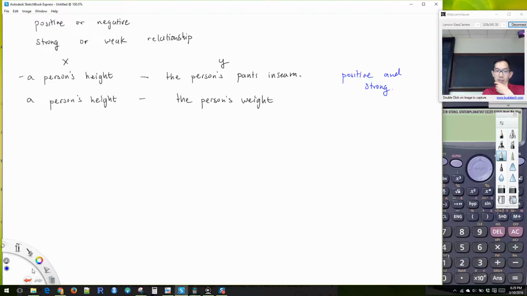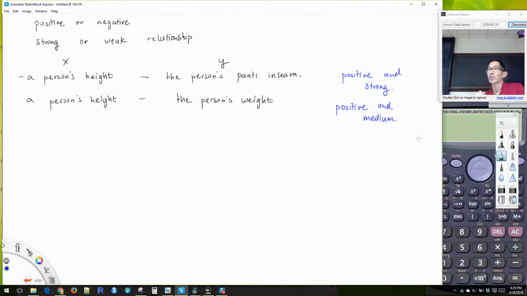Positive and medium. Okay, yeah, I would say positive and medium. So it's not going to be totally weak. We will see some kind of positive thing, but the relationship is not as strong, okay? Because someone who's tall is probably going to weigh higher than average. So someone who's very tall, so very much above average, is probably going to weigh more than average overall. So that's going to give the positive relationship.